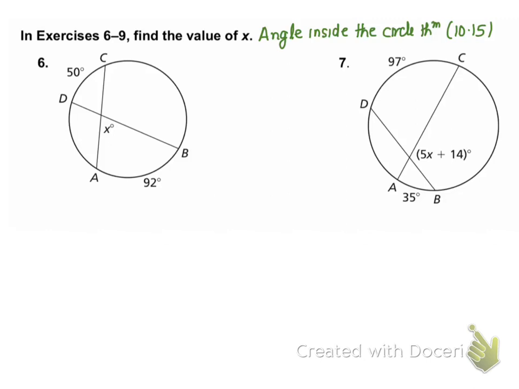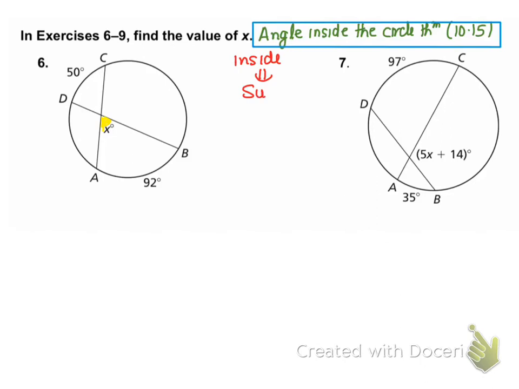Here in this 6 to 7 we are going to use the angle inside the circle theorem. What we are supposed to find is the value of x. X is here, and they're intersecting inside. Whenever it is inside, keep in mind, inside means the sum of the intercepted arcs over 2, sum over 2.